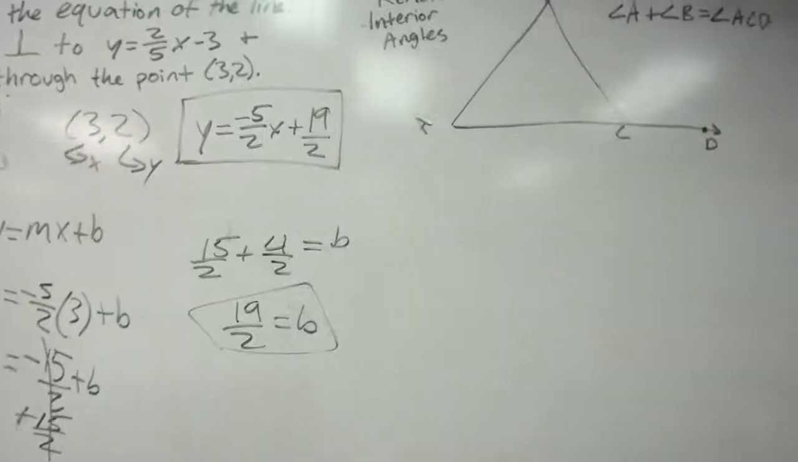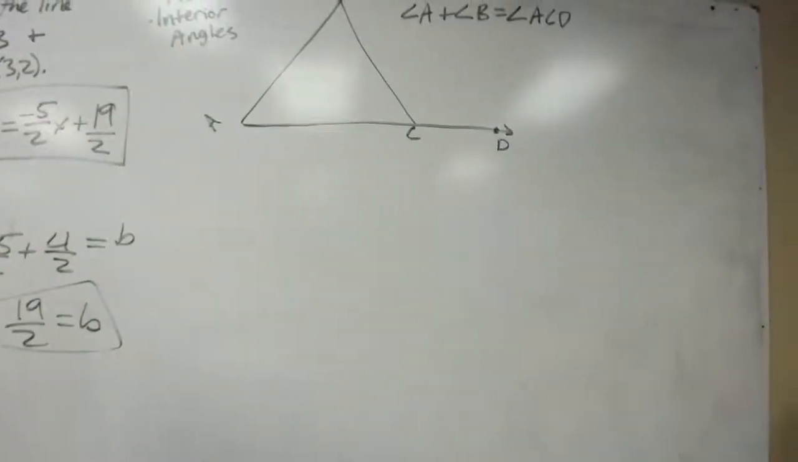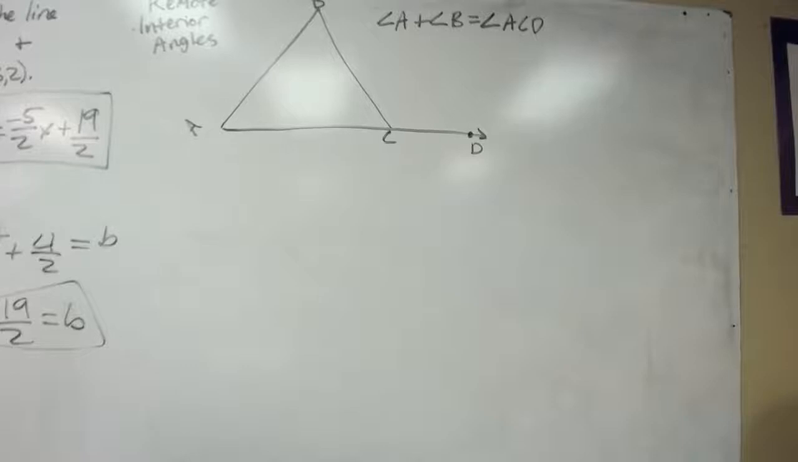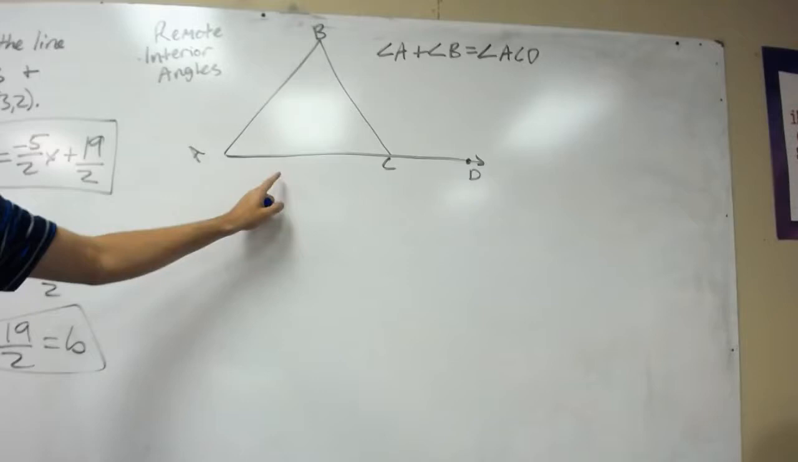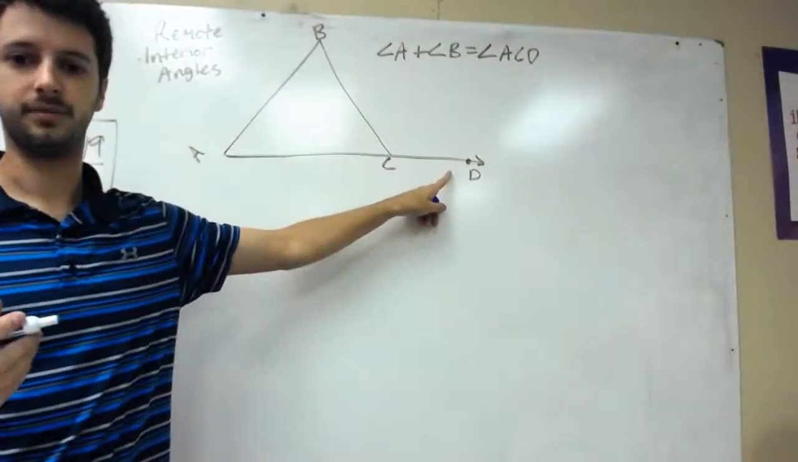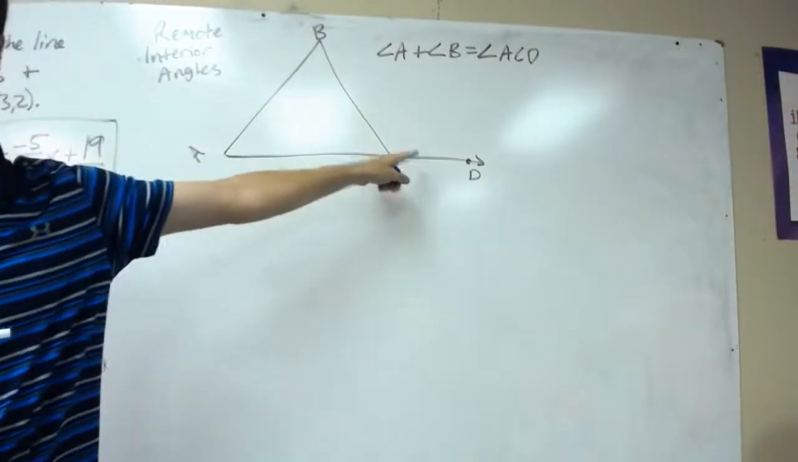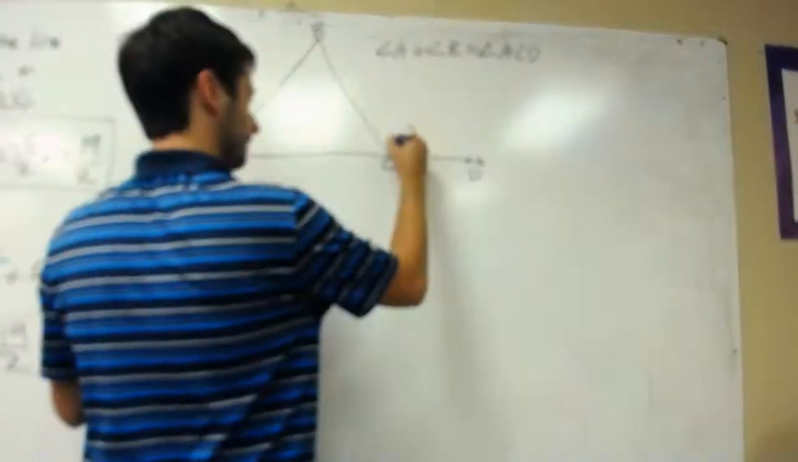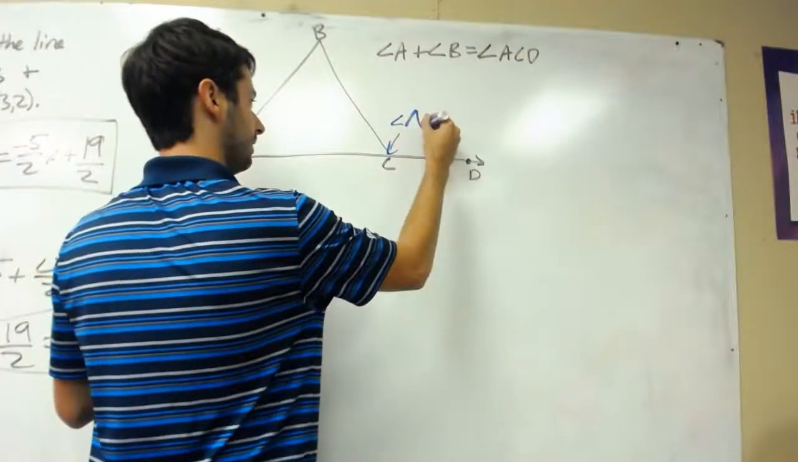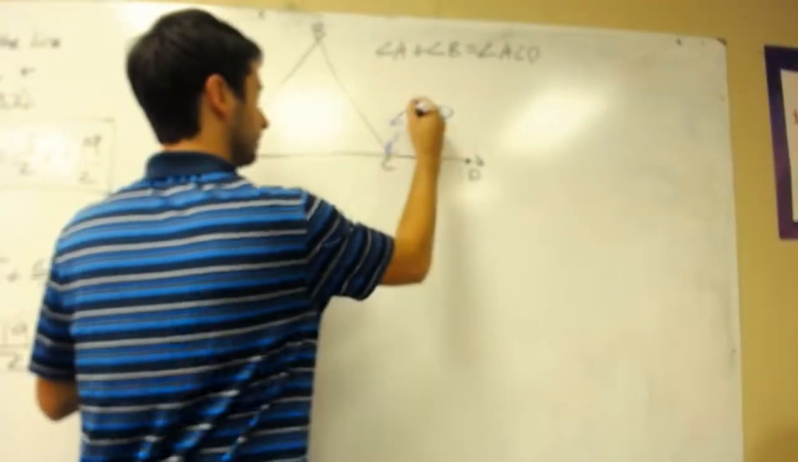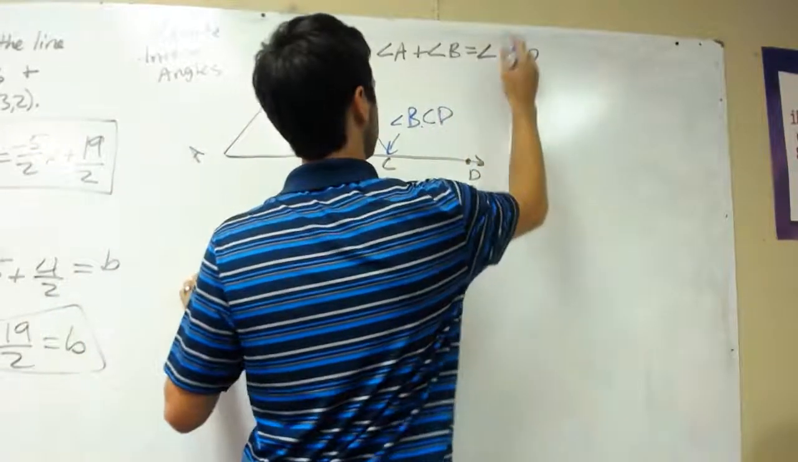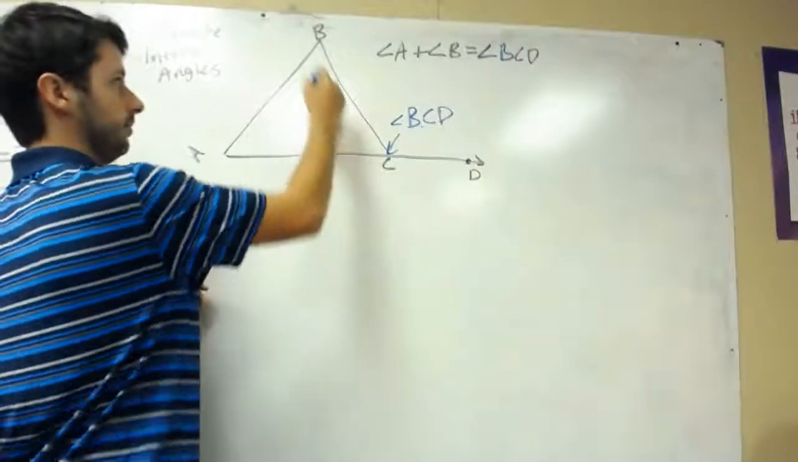Moving on to one more quick concept in this lesson, remote interior angles. We've learned this before in geometry. We're not even going to do any practice problems. I'm just going to make sure you know what they are. Remote interior angles: if you have a triangle and you have an exterior line that goes outside the triangle and forms an exterior angle. This right here is angle BCD.